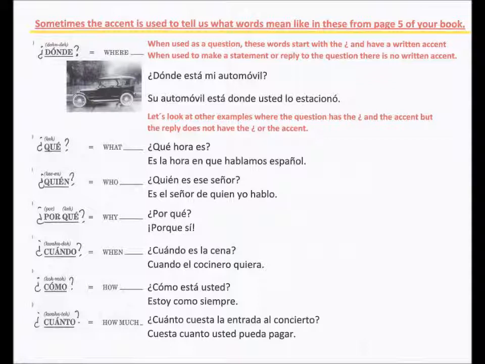What I've tried to convey in these last few minutes is the accent in Spanish has a definite purpose. It tells us where to stress a word, and it can make the difference between what a word means and what it does not mean. As you learn Spanish, pay close attention to where accents go, and as you read Spanish, pay close attention to where the accents are and stress that syllable.